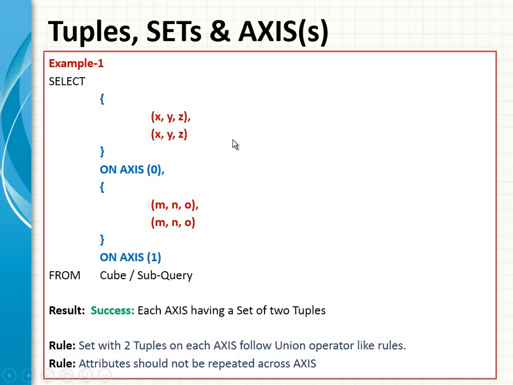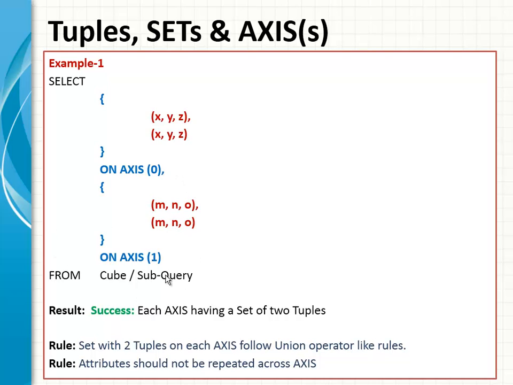The example that we see on the screen has two axes and each axis has a set of multiple tuples. On axis 0 there's a set of two tuples, and each tuple is using elements xyz, xyz. Then on axis 1 it has again two tuples, each one using attributes MNO, MNO. As you can see, whatever we have seen so far from the rules, it's not violating the union operator like rules, so the result is successful.